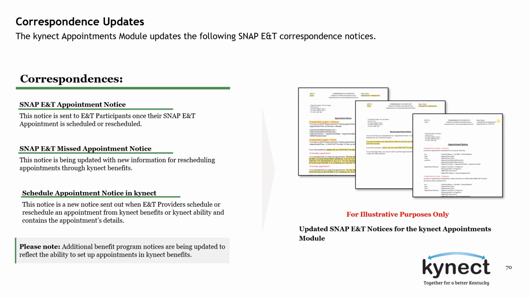First, the SNAP ENT appointment notice, which is sent to ENT participants once their SNAP ENT appointment is scheduled or rescheduled. The SNAP ENT missed appointment notice, which is updated with new instructions for rescheduling appointments through Kynect benefits in the instance the individual misses an appointment. And finally, the scheduled appointment notice, which is a new notice sent when residents schedule or reschedule an appointment from Kynect benefits or Kynectability. This notice contains the individual's appointment details. Please note that the additional benefit program notices are being updated to reflect the individual's ability to set up appointments at Kynect benefits.